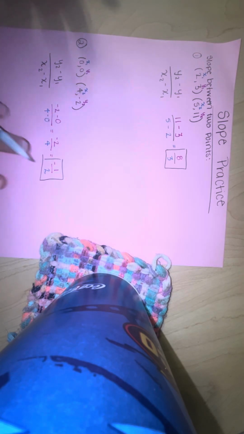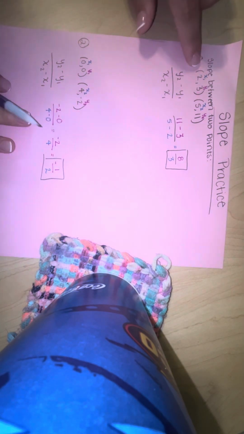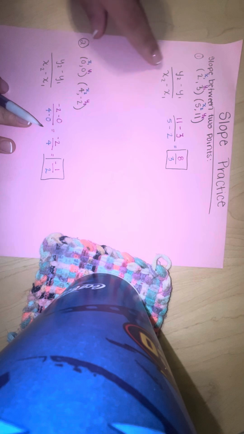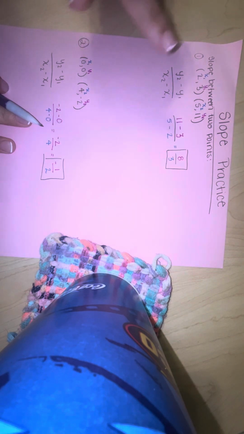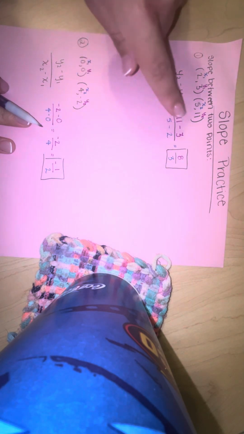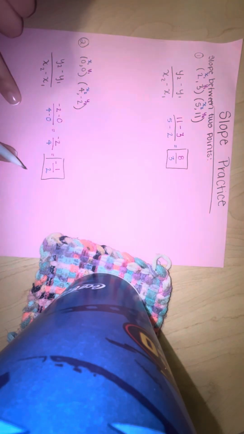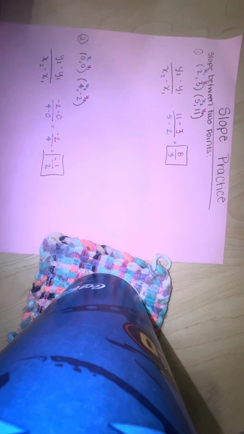So for finding slope between 2 points, you just plug your given information in this formula and remember to always simplify your answer. Remember, in this one we couldn't simplify, but in this one we could. So always double check, make sure you can simplify if you can. If you can't, that's okay.